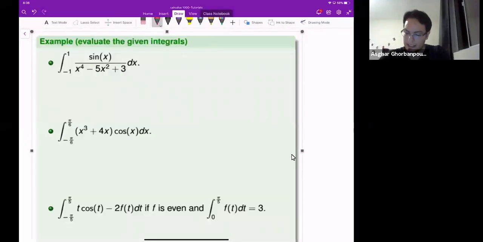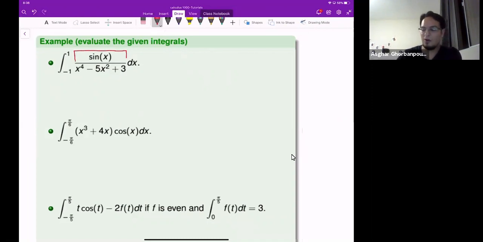Okay, I have some examples here. Evaluate the given integrals. I look at these integrands. There's no way I can evaluate that integral if the limits were not chosen very carefully here. When you see such a strange integral, go ahead and try to see the symmetries.